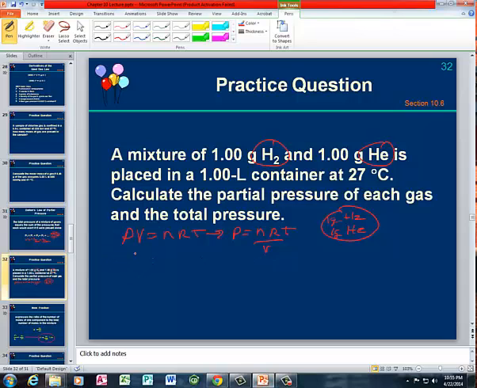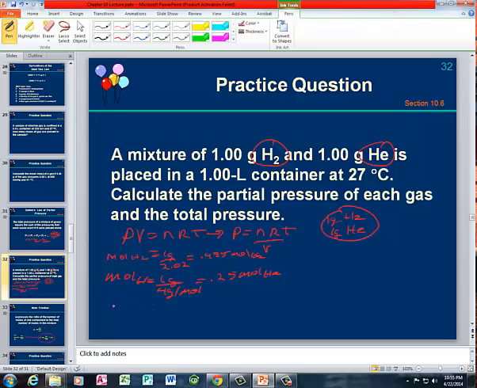So in order to get the partial pressure, I need to convert grams to moles. Moles of H2, my hydrogen, is going to equal 1 gram divided by the molar mass of hydrogen, 2.02, which equals 0.495 moles of H2. Moles of helium will simply be the 1 gram of helium I have divided by 4 grams per mole, which gives me 0.25 moles of helium.